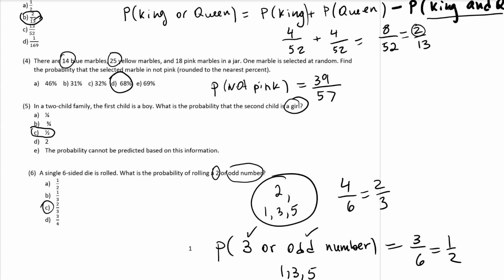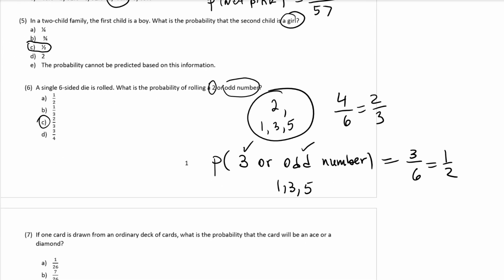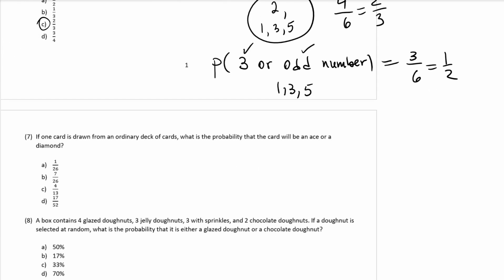Here's another card question. If one card is drawn from an ordinary deck, what's the probability that the card will be an ace or a diamond? I like that question because that's similar to what I just showed you with the 3 or odd number. So, the probability that it is an ace or a diamond.